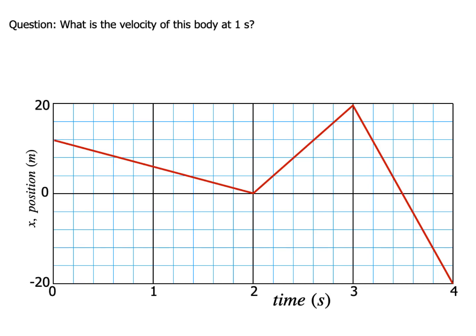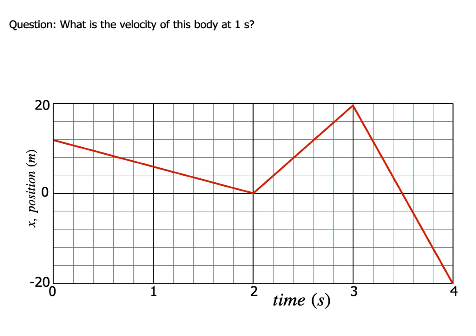What is the velocity of this body at 1 second? So what I'm looking for is called the instantaneous velocity on this graph. On a position versus time graph, the velocity is the slope. So my strategy is I'm going to find the point on the graph at 1 second and find the slope of the line that contains it, and that will be equal to the velocity at 1 second.